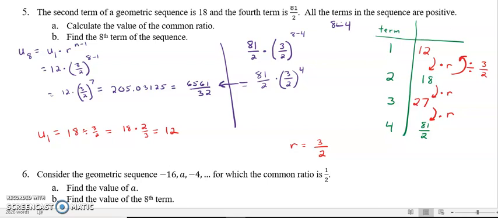Your job is to do the rest of the problems on the page. You've got 6 problems to go, and reach out with questions as you need to.